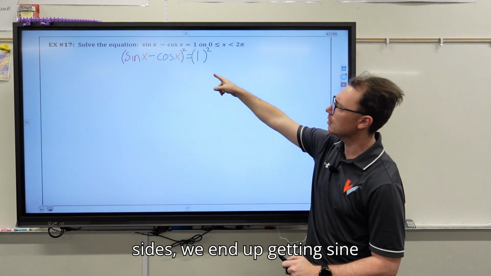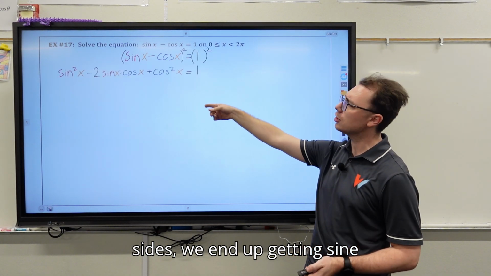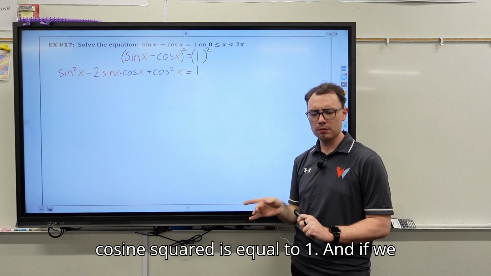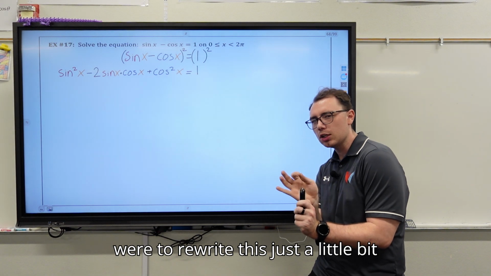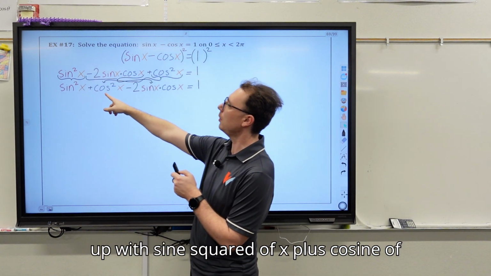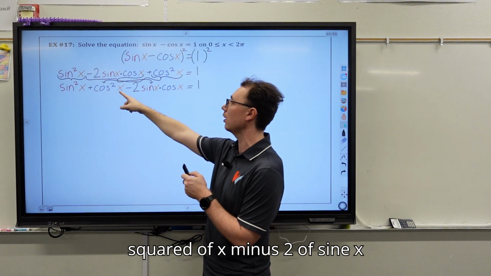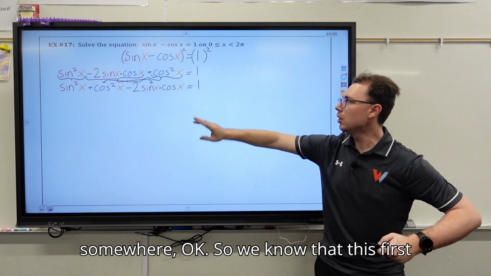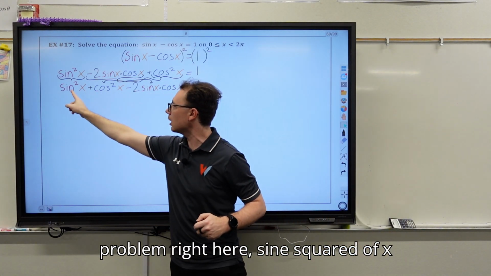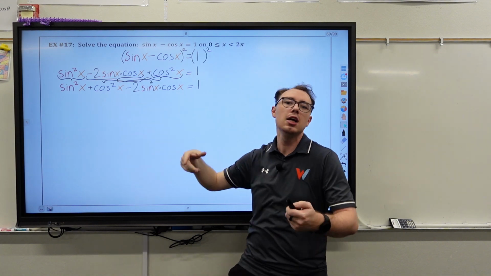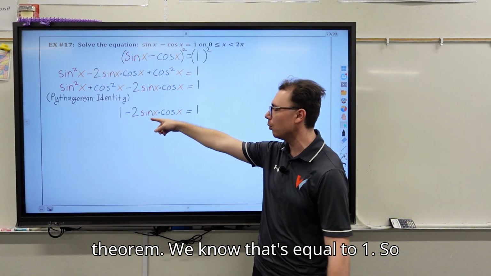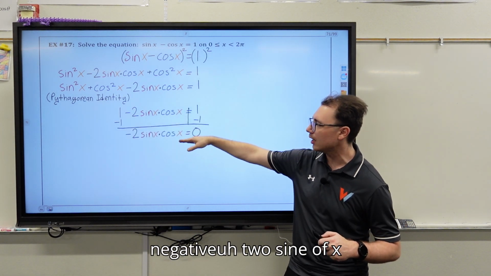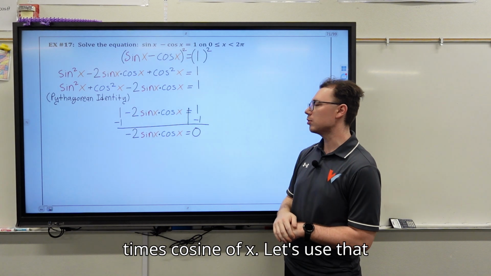If we square both sides, we end up getting sine squared minus 2 sine cosine plus cosine squared is equal to 1. And if we were to rewrite this just a little bit using that associative property, we end up with sine squared of x plus cosine squared of x minus 2 of sine x times cosine of x. Now we're getting somewhere, okay? So we know that this first problem right here, sine squared of x plus cosine squared of x, well, that's just our Pythagorean theorem. We know that's equal to 1. So let's just subtract that 1 to both sides real quick. So now we're just left with negative 2 sine of x times cosine of x.